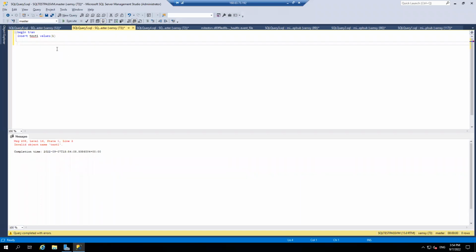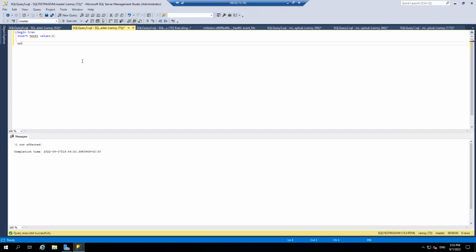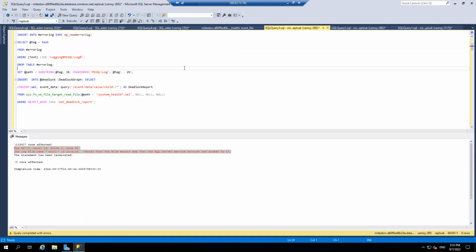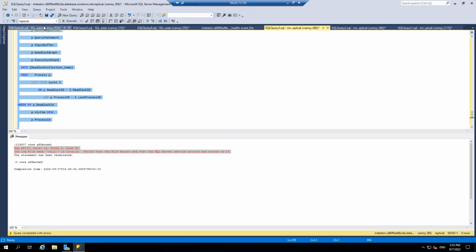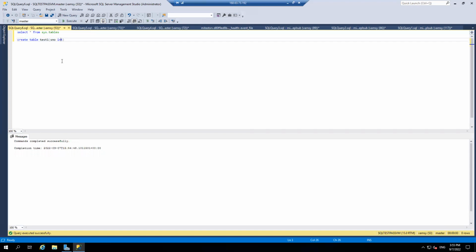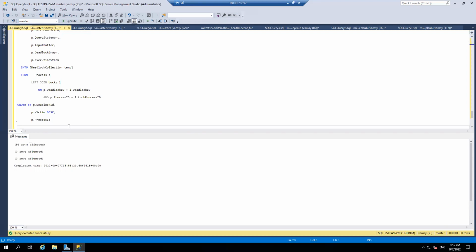Okay, so now I have test1 and I have test2, and select star from test1. Select star from test2. Okay, and the same script, I'm not going to modify anything inside the script. I will just run it as is. So let me see. Yeah, deadlock is there. And let me run the script. So I got some information.